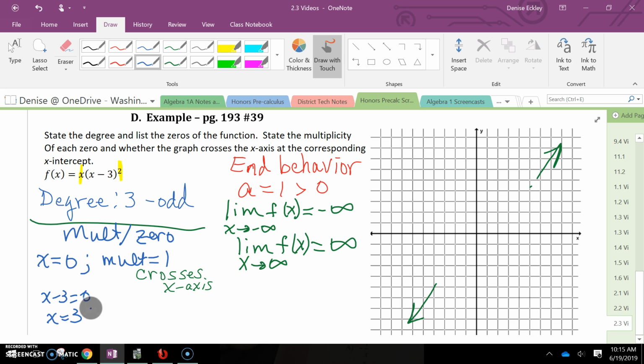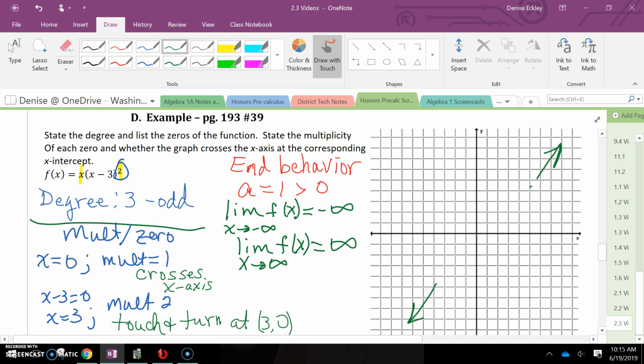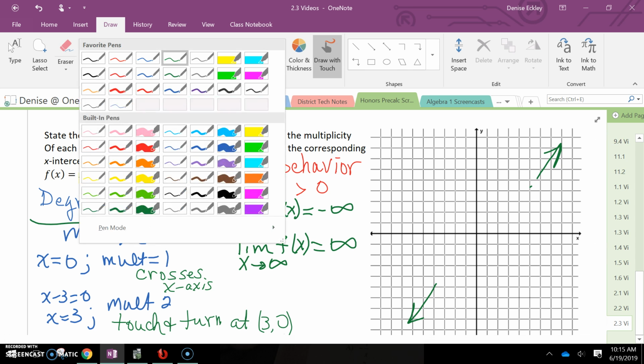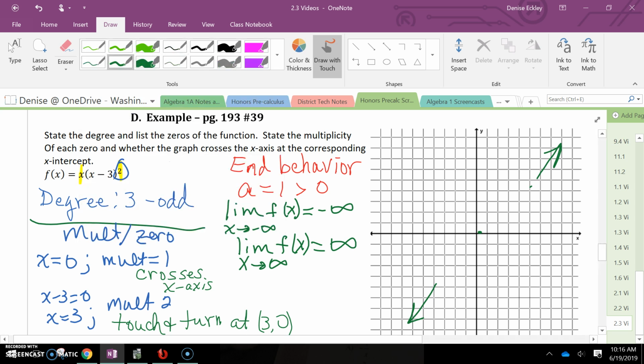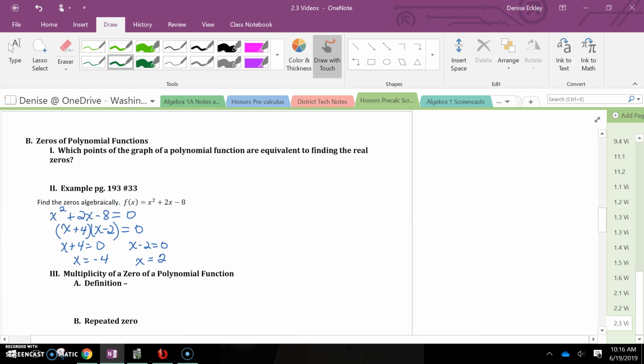So that has a multiplicity of 2 because of the squared. So that means it is going to touch and turn at 3, 0. So let's go ahead and put those points on our graph. Use a thicker pen. So we have a 0 here at 0, and then we have 1 at 3.